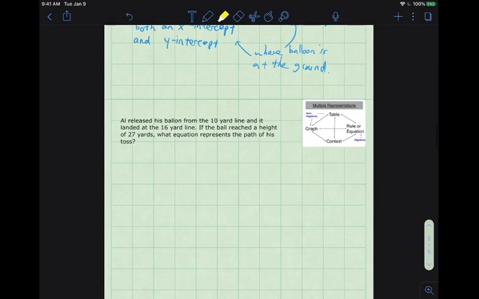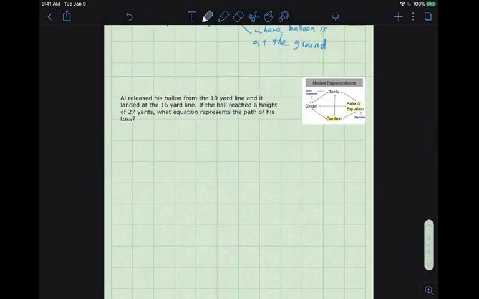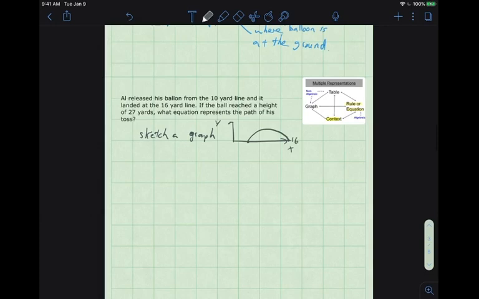So for here, we're starting right with the word problem. It's a little different one that we need a reminder of. Here's Al. So as we sketch a quick graph, sketch a graph. Okay, so it looks like this. Here, x and y. He releases at 10 yards, lands at the 16 yards. Like that.